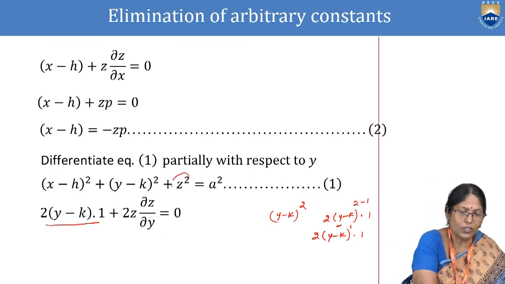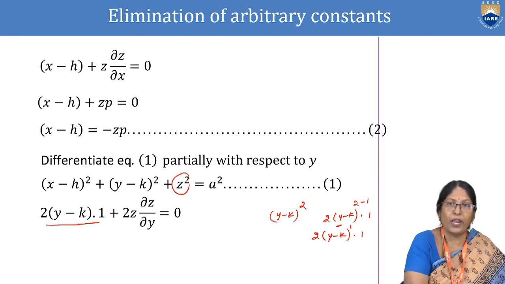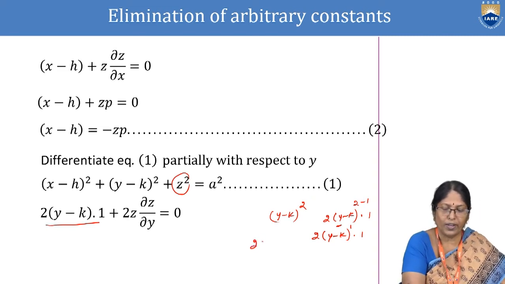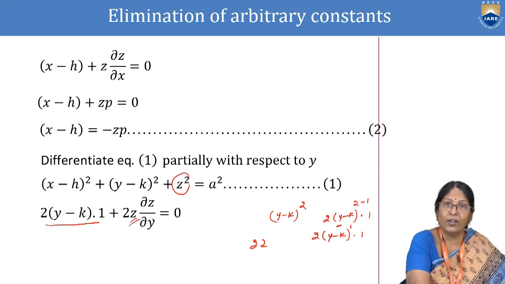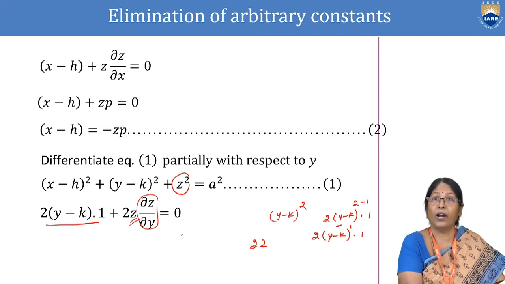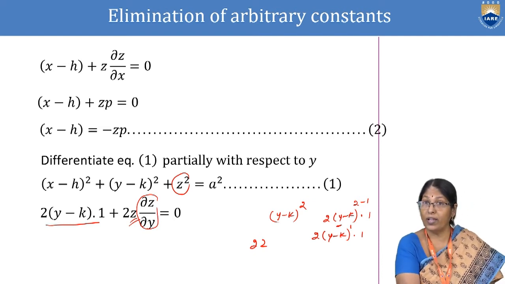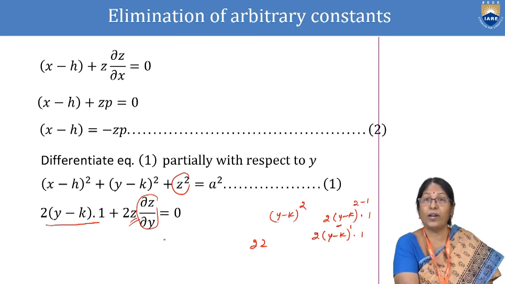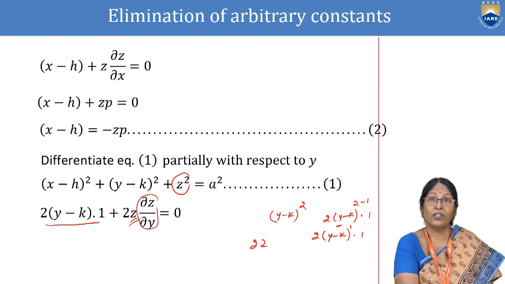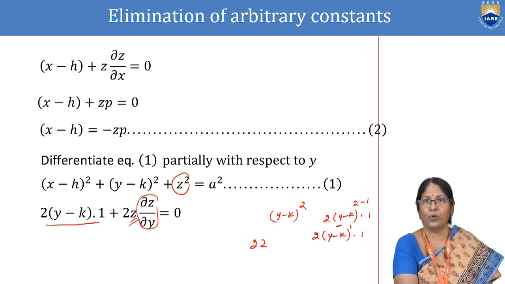Next, z square. Same, n is playing the role 2. So, 2z. Z, I am not writing into 1, because z is playing the role of dependent variable. That is the reason dou z by dou y. So, the students should know this dependent variable, independent variables, what are the roles, partial differentiation it is taking. That is the main thing, the difference they should know.